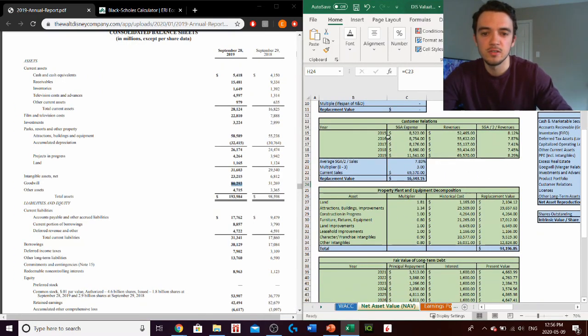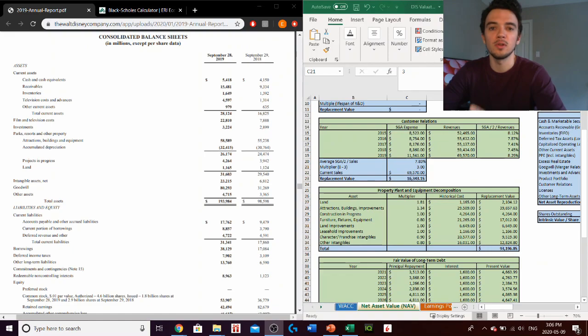So for their customer relations, I took their SG&A expense divided by their revenues for 5 years, took that average, and I used a multiplier of 3 because Disney operates within an industry where customer relations is crucial. They generate demand by creating an intergenerational aspect to their business so that they can retain and attract new customers into their ecosystem consistently.